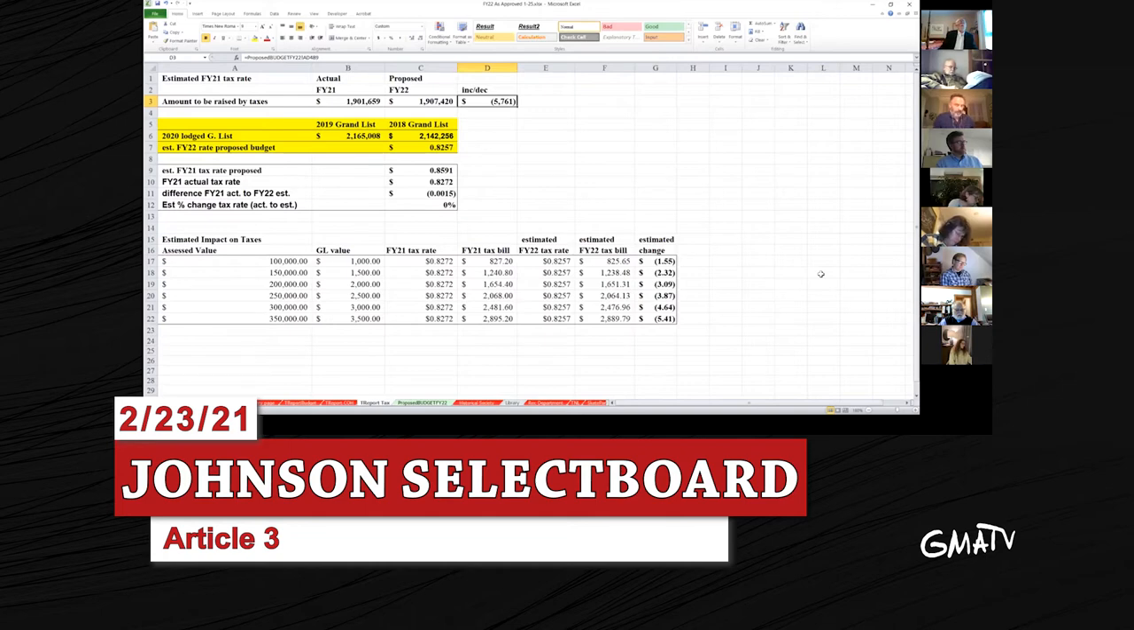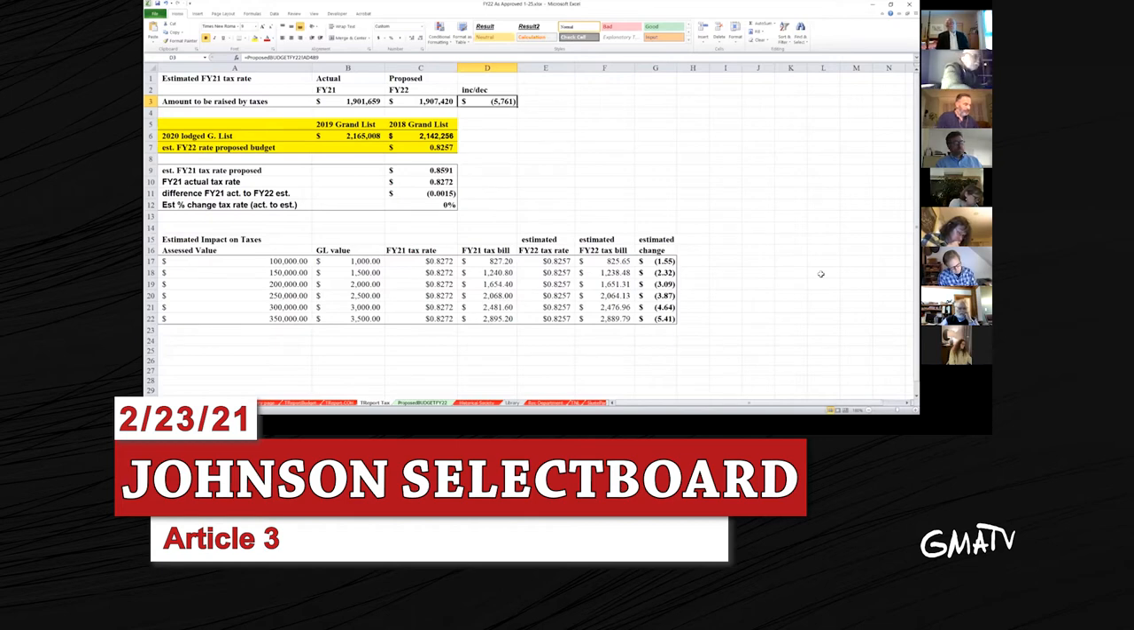As I've said in prior years, it is an estimate because April 1st is when the assessors start the grand list, and we don't set the grand list until the June timeframe, and that's when we have a finalized tax rate number. But as I'm not off the top of my head aware of any significant development or significant removals from the grand list, I would not anticipate it would move that much.